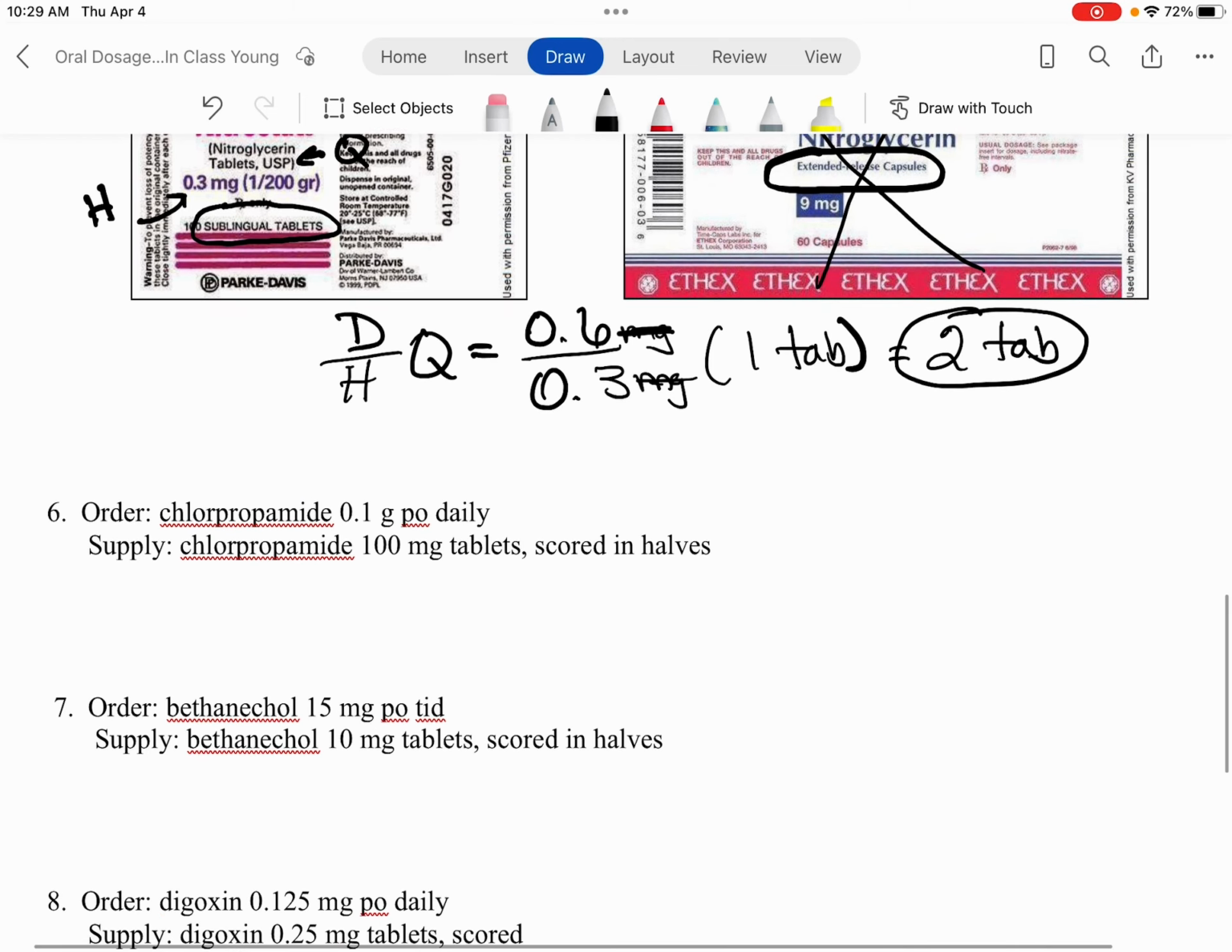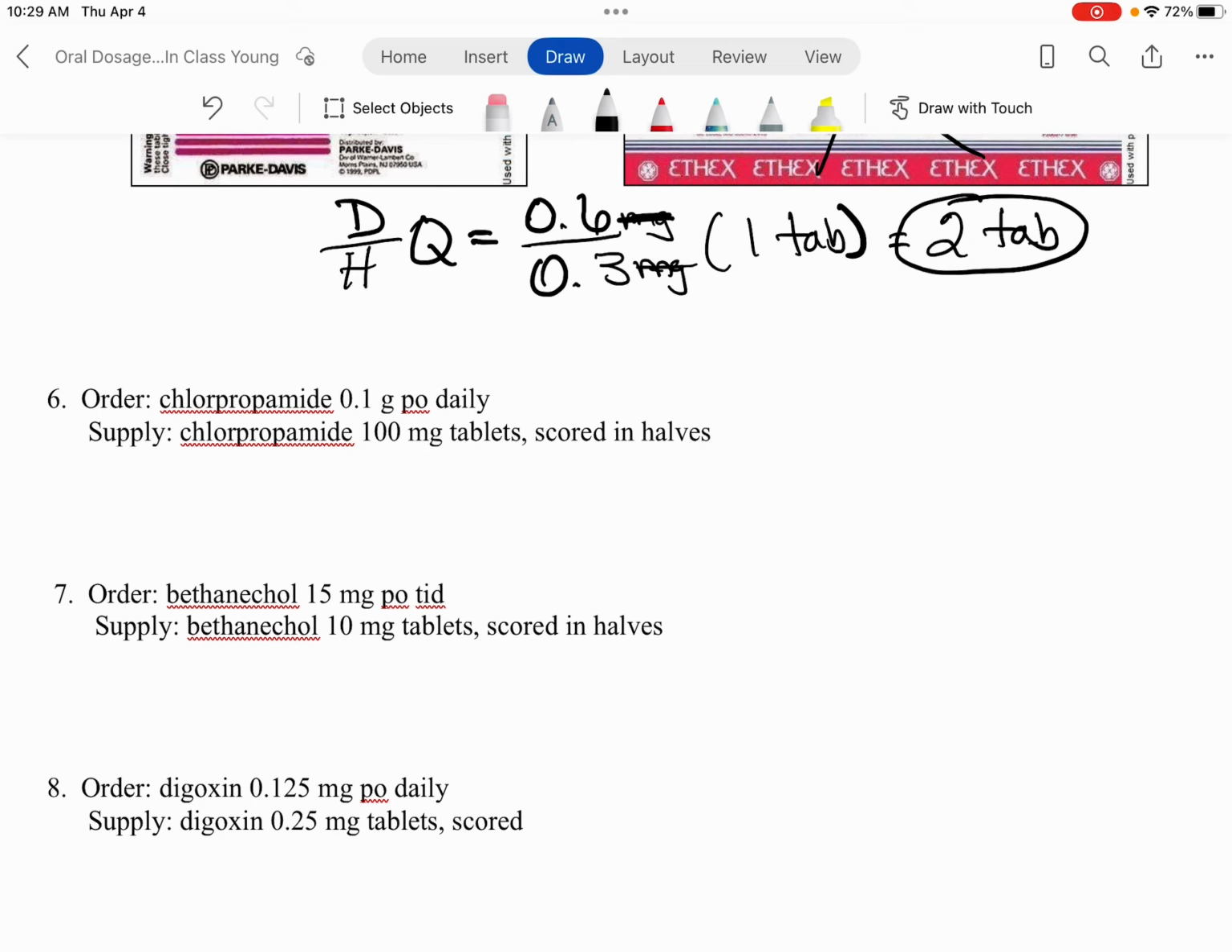Okay, and the last one that I'm going to do is number 6. Because this one, notice that the medication I have is 0.1 gram. That's my desired. My have is 100 milligrams, and of course my quantity is 1 tablet. First thing I have to do is I have to convert my 1/10 of a gram to milligrams. You always want to convert to the smaller. It'll work either way, but it's just easier to convert to the smaller unit because then you're not dealing with decimals. So to convert the 1 gram or the 0.1 gram, that always goes on top.